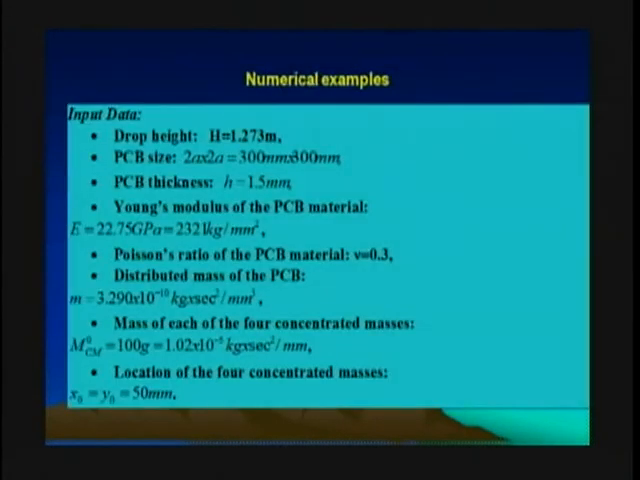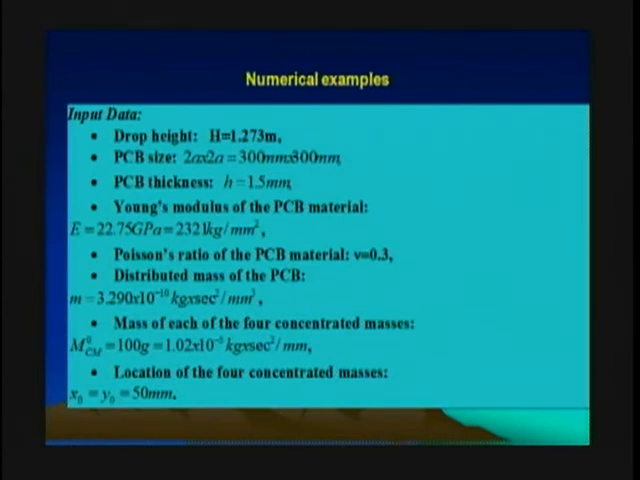And here I will go very step by step about a numerical example. And you'll see how realistic all these things are. The drop height was 1.273 meters. It was the actual Intel test vehicle. And Milena and I got a green light from Intel to talk about that. The PCB size is 300 by 300 millimeters. That means half is 150. The thickness is 1.5 millimeters.